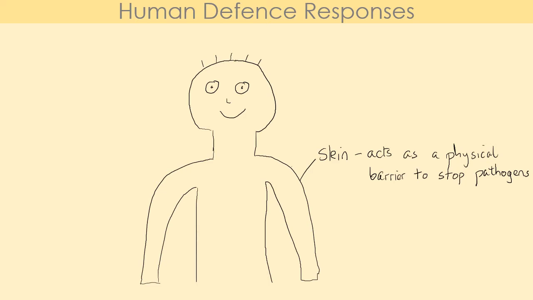Now, there are routes into the body that pathogens can get through. If there's a break in the skin, you can get straight into the bloodstream. It can also go in through the nose and mouth. If we're going through the nose and mouth, we can get into the stomach and we can get into the lungs. Now, within our nose and down our trachea, which leads into our lungs, we have some special cells. So we'll have a look at those now.